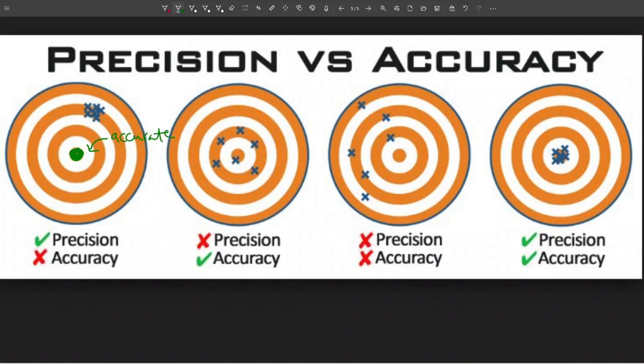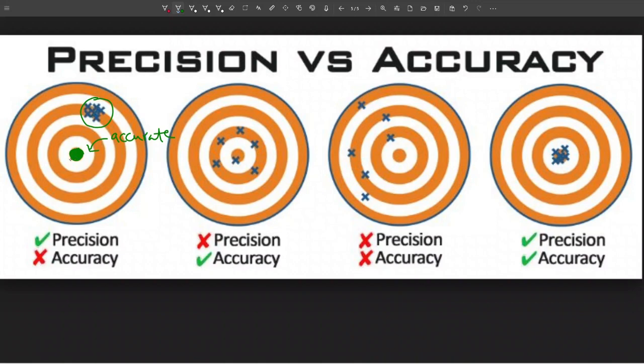So you're accurate when you hit this center spot. Now you can see all my darts. Did they hit the center spot? No, they didn't hit the center spot. That means that they are not what? They are not accurate. These dots you're seeing over here are not accurate. They are very far away from my known point.